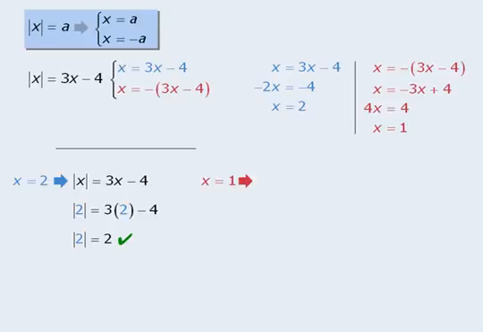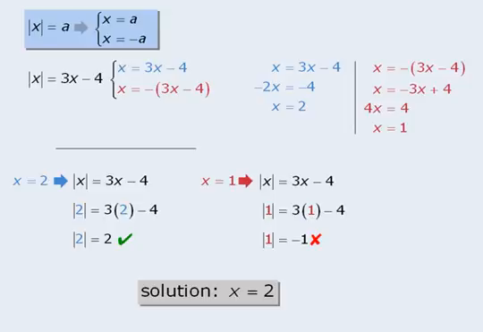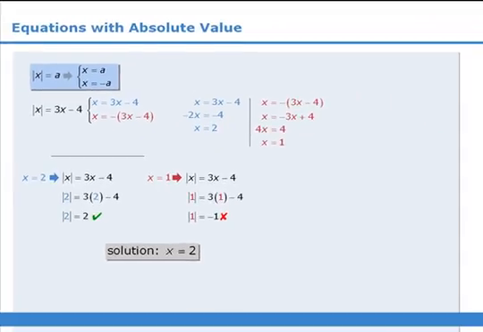Now let's check the solution x equals 1 by taking the original equation and replacing x with 1. When we simplify the right-hand side here, we get the absolute value of 1 is equal to negative 1. Since the absolute value of a number can never be negative, x equals 1 is an extraneous root, which means the original equation has only one valid solution. That is, x equals 2.